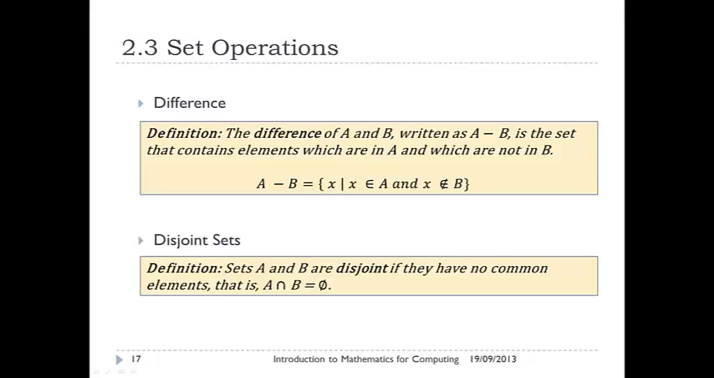The next idea that's quite important, and this is related to the intersection operation that we've just seen, is the idea of a disjoint pair of sets. So quickly have a look at the definition again here. Two sets, A and B, are said to be disjoint if they have no common elements. That is, if their intersection is the null set. So really what we're saying here is that two sets are disjoint if they don't have any elements in common.